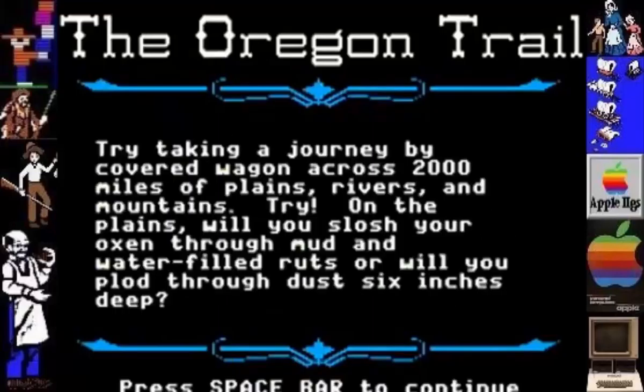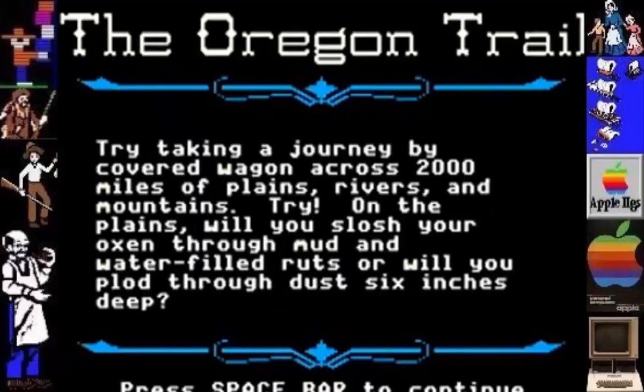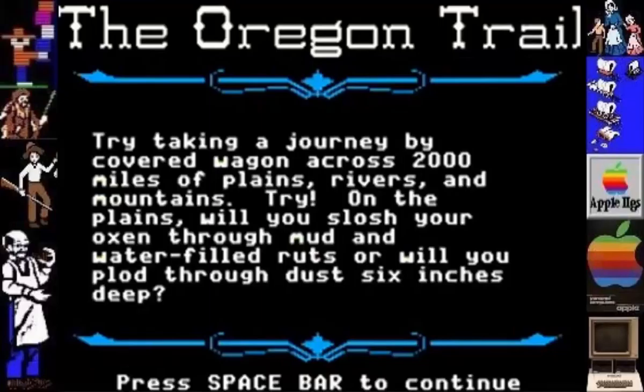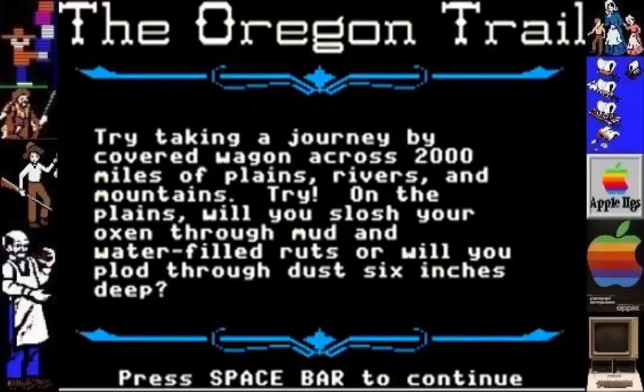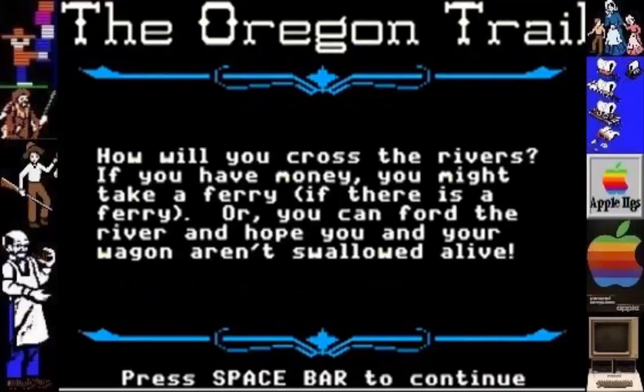You have to go by keys. Try taking a journey by covered wagon across 2,000 miles of plains, rivers, and mountains. Try on the plains. Will you sloth your oxen through mud and water-filled ruts, or will you plot through dust 6 inches deep? How will you cross the river? If you have money, take a ferry, if there is one. Or you can ford the river. Watch out, or you may be swallowed alive.